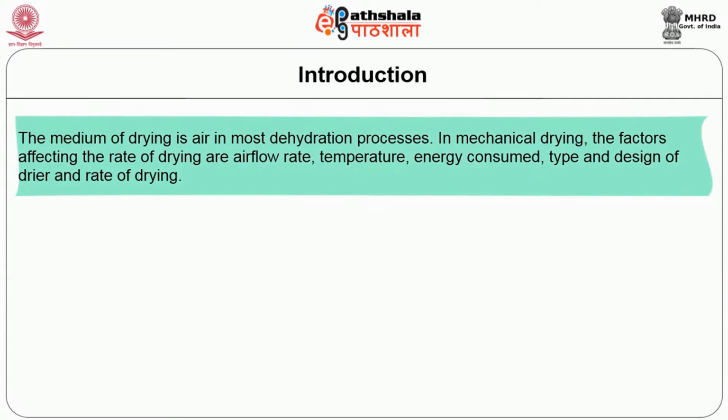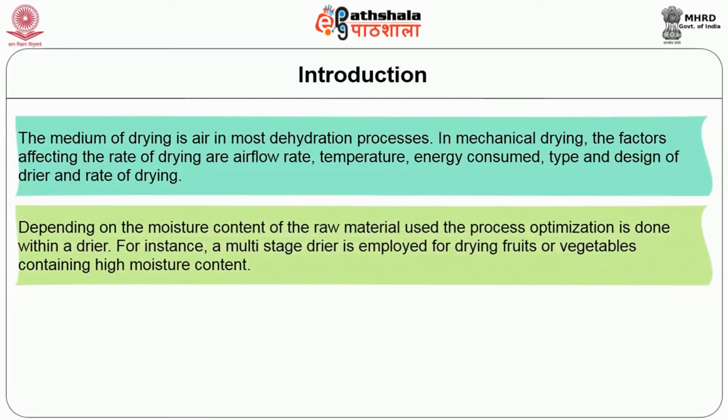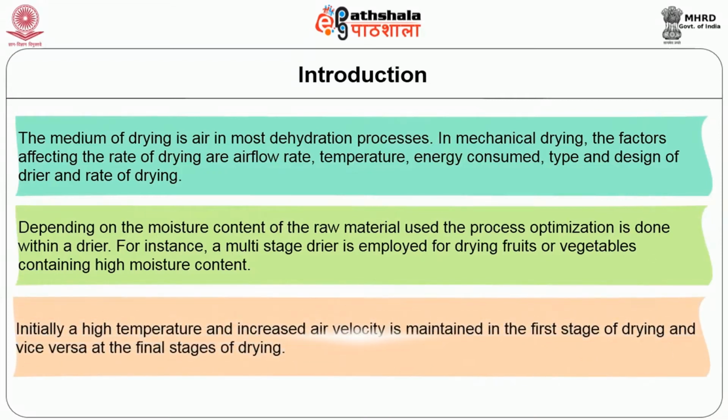In mechanical drying, the factors affecting the rate of drying are airflow rate, temperature, energy consumed, type and design of the dryer and the rate of drying. Depending on the moisture content of the raw material used, the process optimization is done within a dryer. For instance, a multi-stage dryer is employed for drying fruits or vegetables containing a high moisture content. Initially, a high temperature and increased air velocity is maintained in the first stage of drying and vice versa at the final stage of drying.